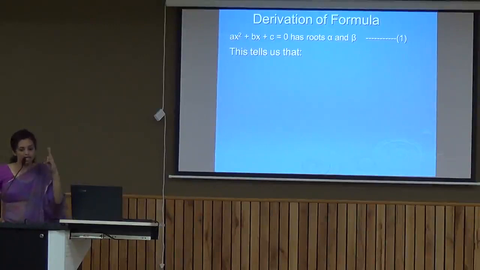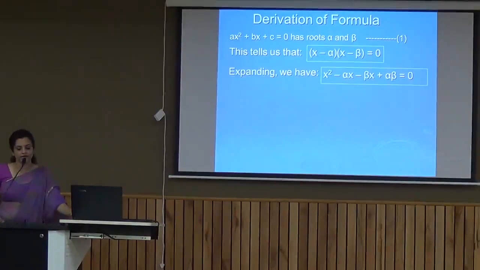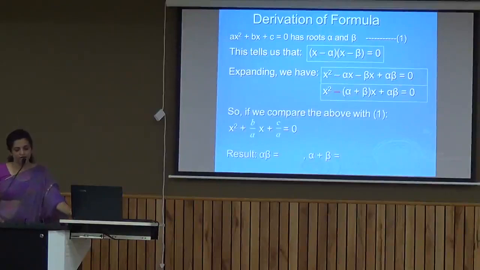It has 2 roots, alpha and beta. This tells us we can have the quadratic polynomial as x minus alpha, x minus beta. That is what we've been doing. Now once I expand, that is simply multiply, I get the sum of zeros as minus b by a and the product of zeros as c by a.